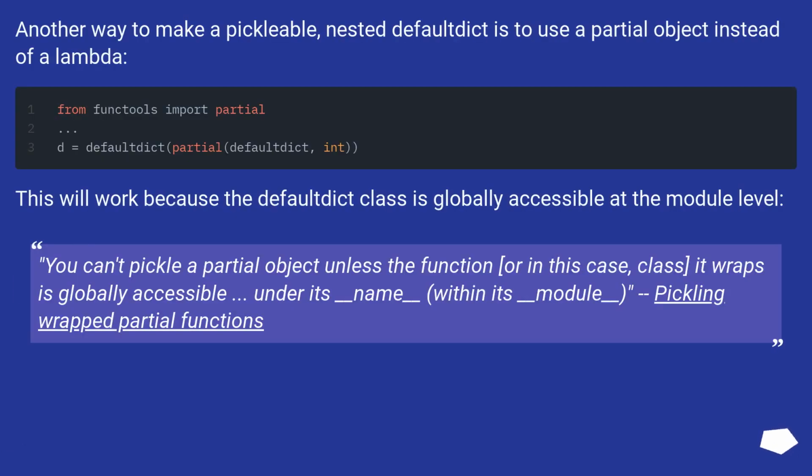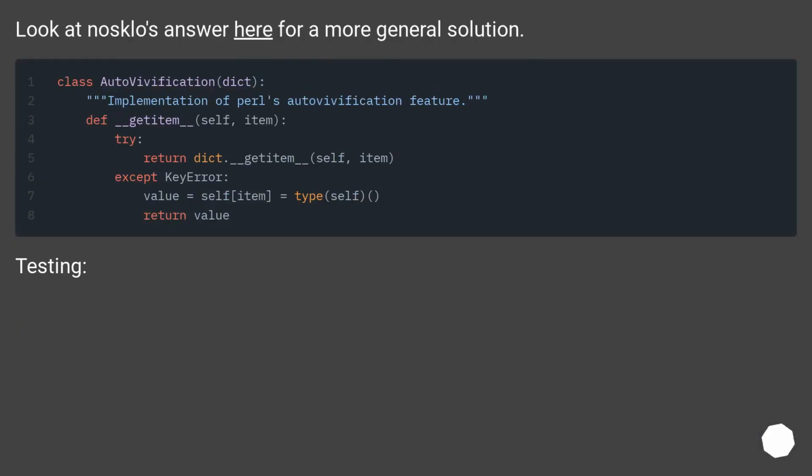Another way to make a pickleable, nested defaultdict is to use a partial object instead of a lambda. This will work because the defaultdict class is globally accessible at the module level. You can't pickle a partial object unless the function, or in this case, class, it wraps is globally accessible, under its __name__ within its __module__. Look at Nosklo's answer here for a more general solution.